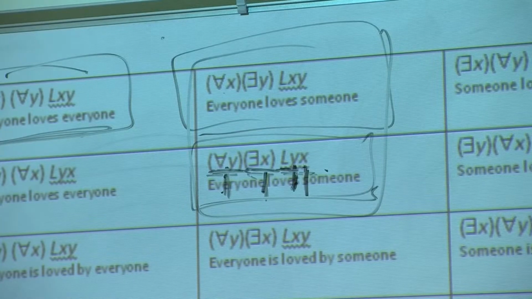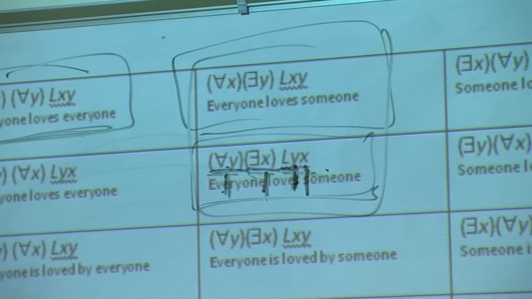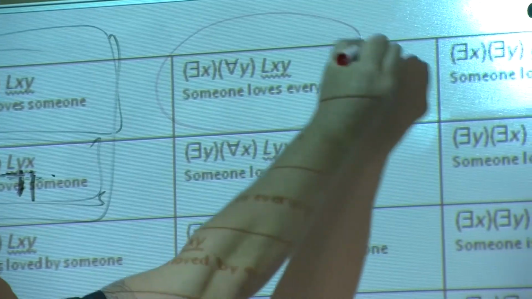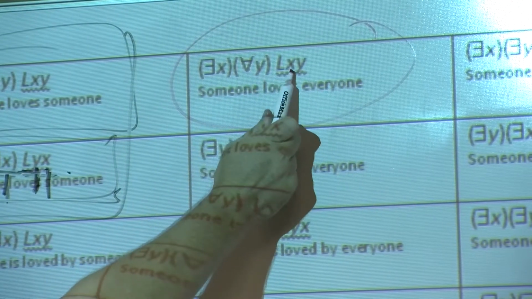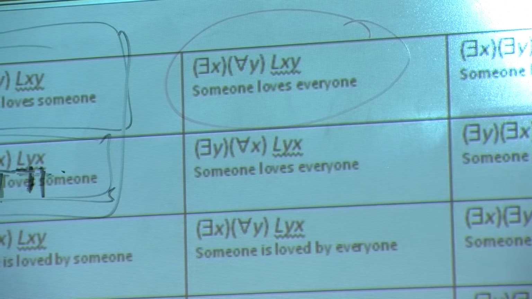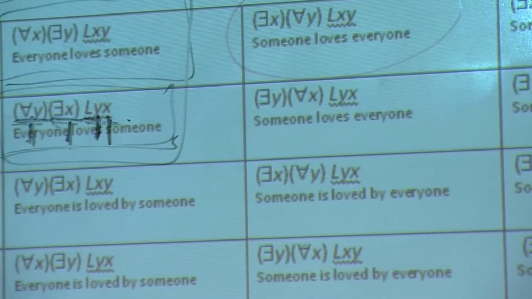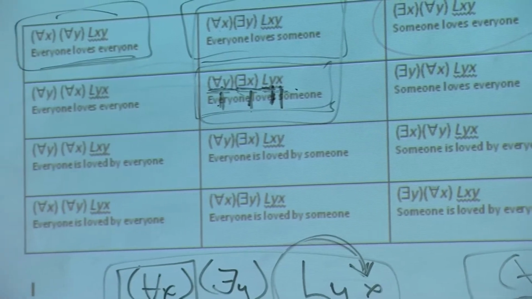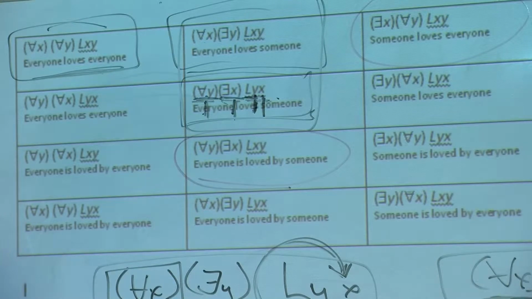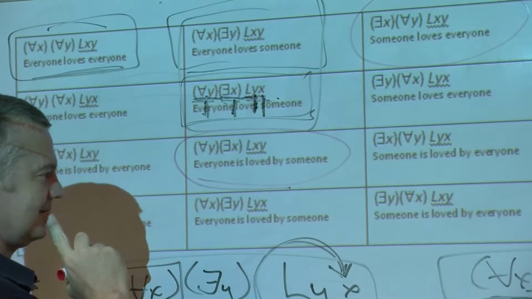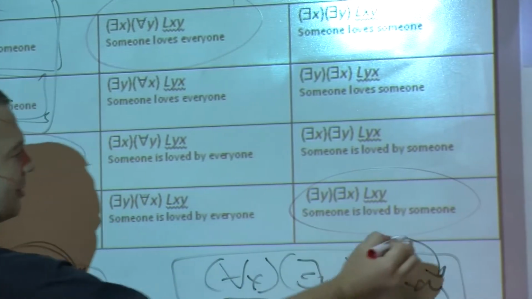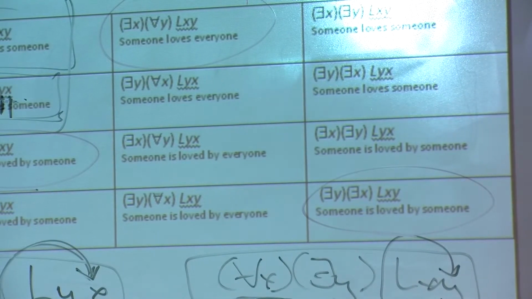Okay, so now let's look at some of the other variations, some of the ones to keep an eye out for. Someone loves everyone right here. There's some X such that for all Y, LXY. You can go through the rest of them yourself, but let's see, any other interesting ones? Everyone is loved by someone. We talked about that one. Someone's loved by everyone. Someone is loved by someone is straightforward enough.